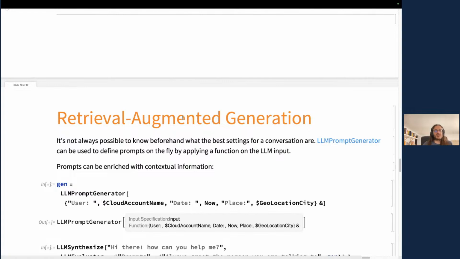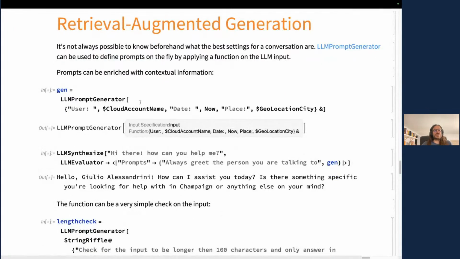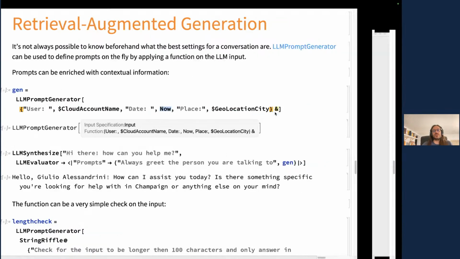Now, the way we have packaged this for 14.1 is through LLM prompt generator. Actually, let me give you an example which is completely devoid of any interaction with the input, which is just decorating the input with a function that doesn't take any argument, which is basically telling the LLM what my cloud account name is, what the date is, and what my city is.